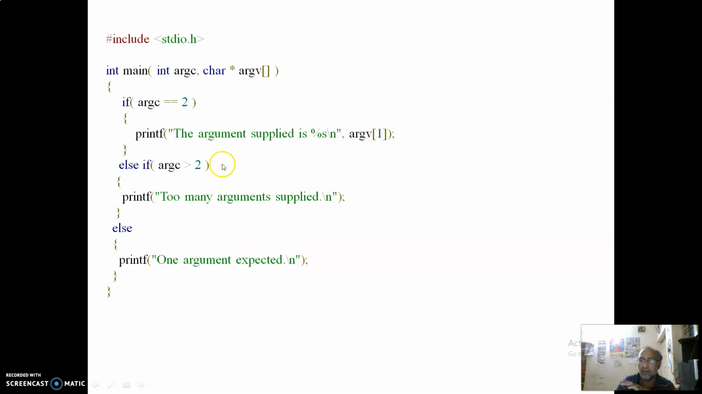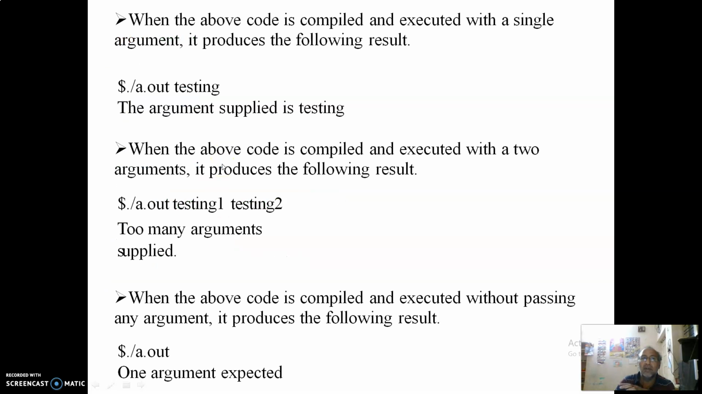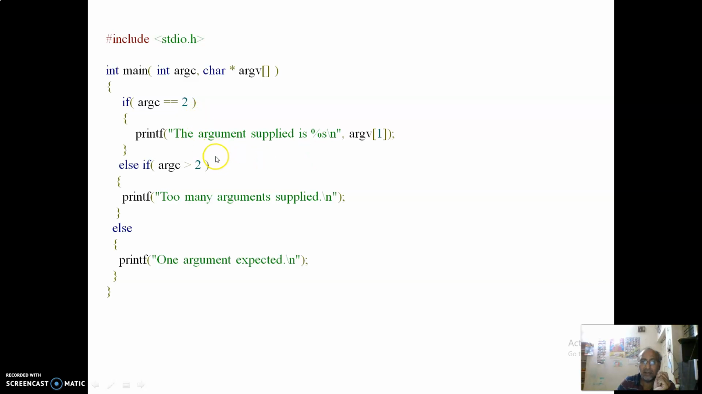Understood? Now, when the above code is compiled and executed with a single argument, it produces the following result. This is the Linux command: execution a.out testing. That means only one argument is supplied, and the argument supplied is testing.